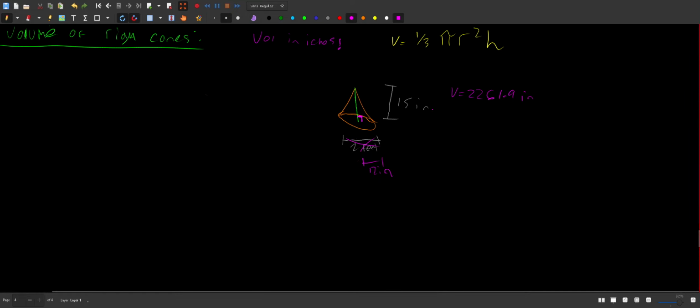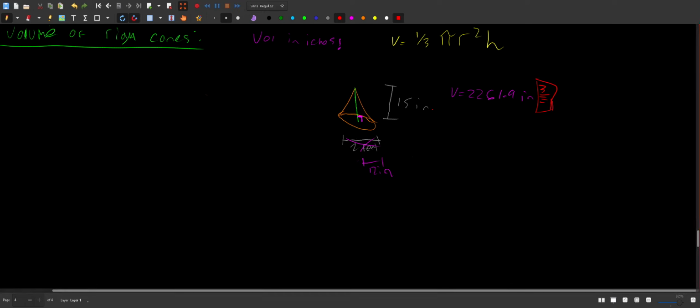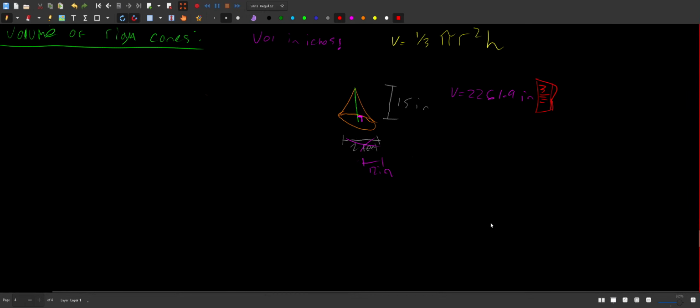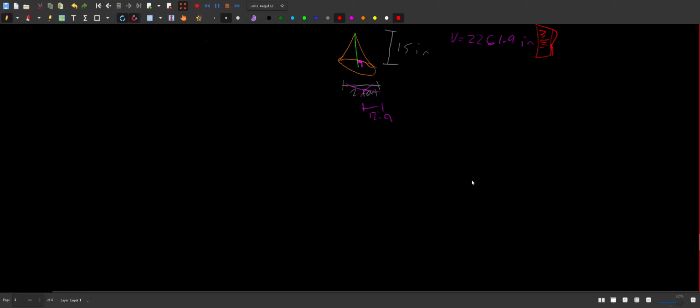So this is going to be volume is equal to 2261.9 inches cubed. And I'm really stressing about the cubes thing because I got in a lot of trouble for that. So yes, make sure you cube everything. Everything needs to be cubed.